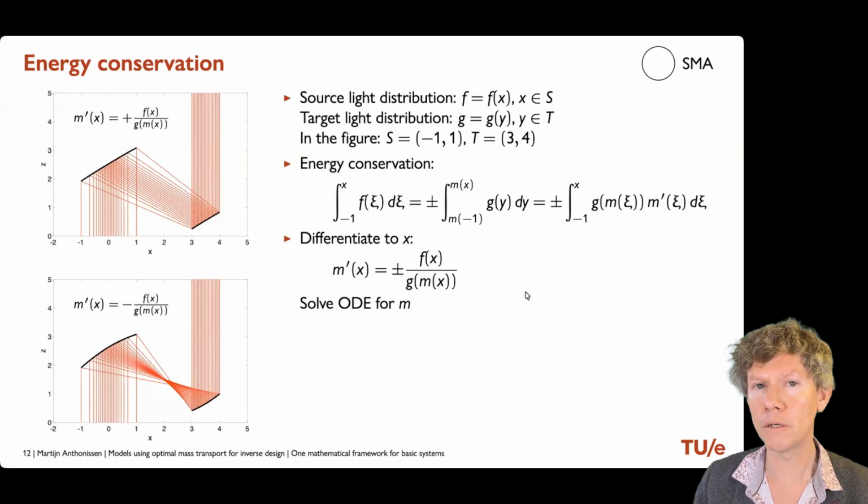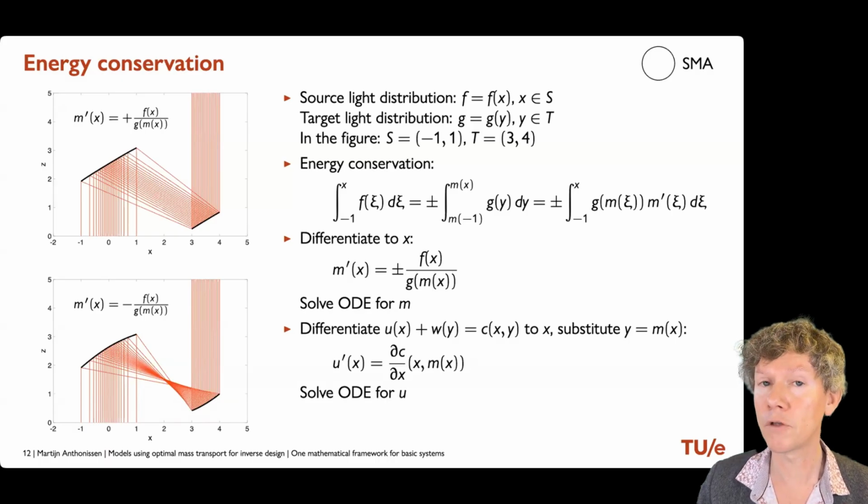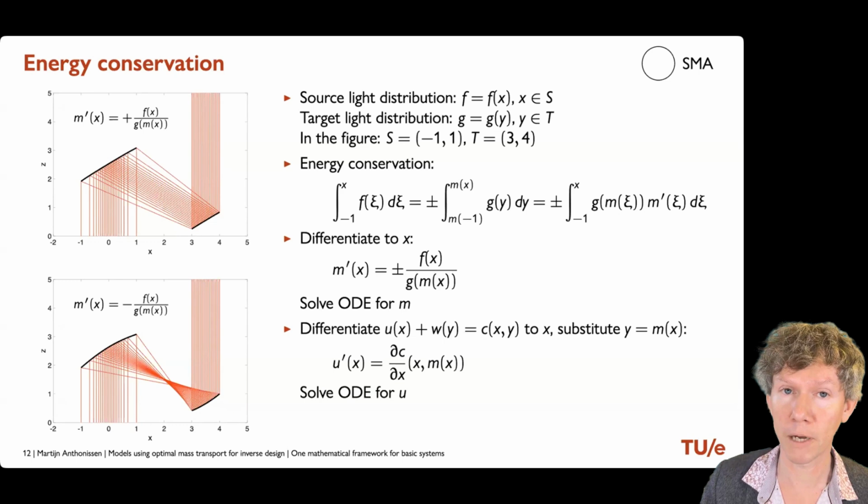And this ODE, that's a standard thing in mathematics. There are many numerical routines for that. You can easily solve that, which gives you the optical mapping. And then I go back to my optimal transport formulation. U plus W is C. I substitute m(x). And now I have an ordinary differential equation for U. If I solve that, I have found the shape of the first reflector.